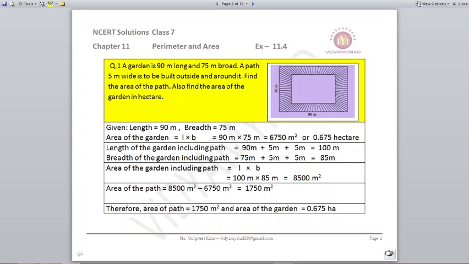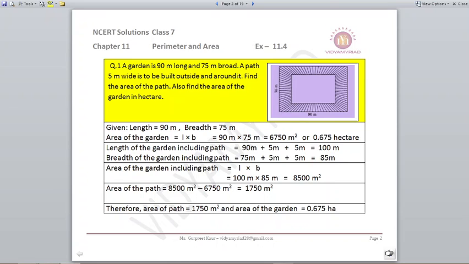Now we are given the length 90 meters and the breadth as 75 meters. So the area of the garden is length into breadth, as it is in a rectangular shape. So the area of the rectangle is length into breadth, which is 90 into 75 meters. That comes out to be 6750 meters square. In order to convert into hectare, it will become 0.675 hectare. That means you will be dividing it by 10,000.